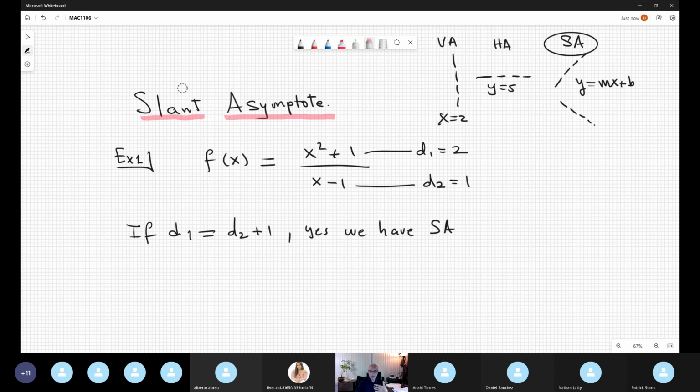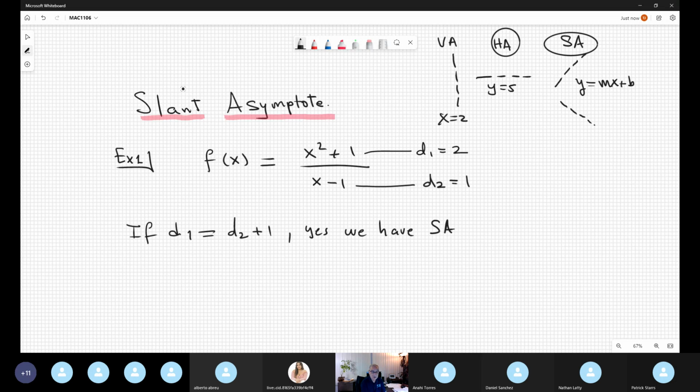And it's obvious that this condition completely excludes the horizontal. Because the horizontal, we have only when the degrees are equal, or when the degree of the bottom, sorry, D2, is greater. So horizontal and slant are two conditions that are mutually exclusive. If we have horizontal, we have no slant. If we have slant, we have no horizontal. And vertical is totally independent. We have vertical and horizontal, we have vertical and slant. But you never have slant and horizontal together. It's impossible. Mutually exclusive.